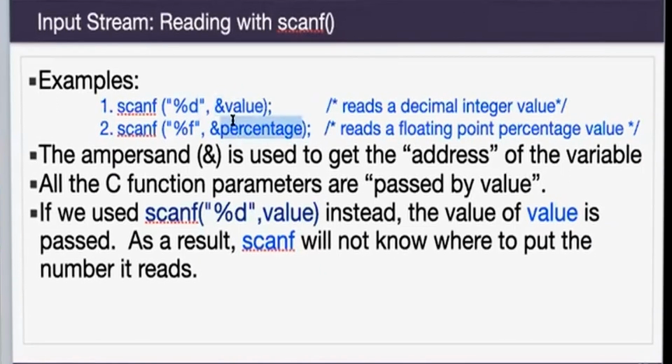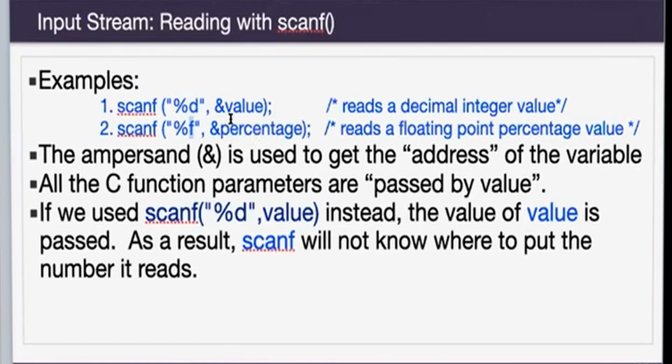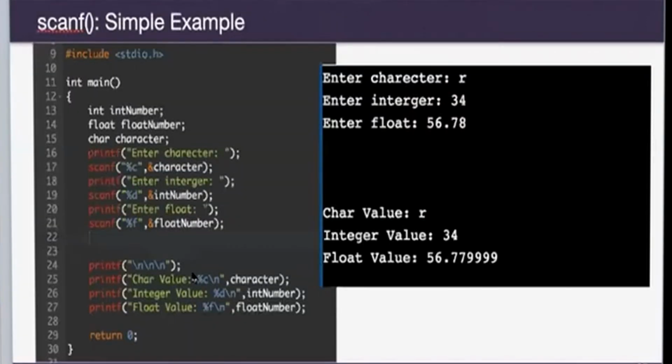So if you want to take a percentage from the user at runtime, you will write %f, because f represents a floating point number and d is used for integer values. It will read your floating point percentage value, while %d will read a decimal integer value. And the ampersand, as I have discussed, provides you the address. You go to that particular address and store the value, which will later be used by the value variable. So let's see how it is done in this program.